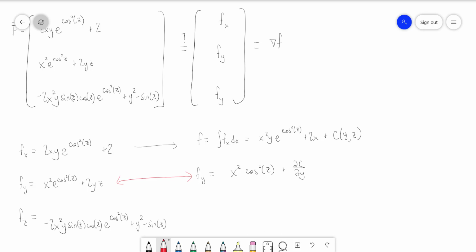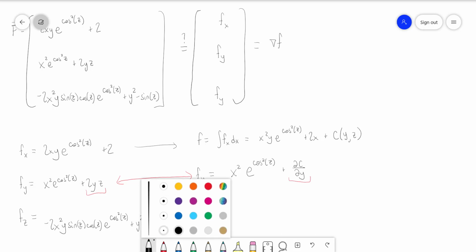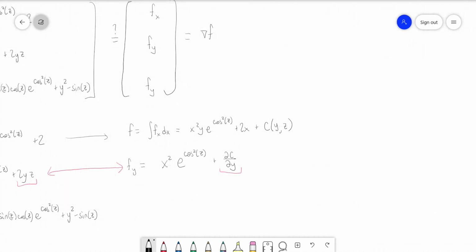Oh, and I dropped the e, so I'll just add that back in. So comparing these two expressions, we see that the partial of c with respect to y must be equal to 2yz for these to be the same. Okay. So using that information, we can take this and integrate both sides with respect to y.